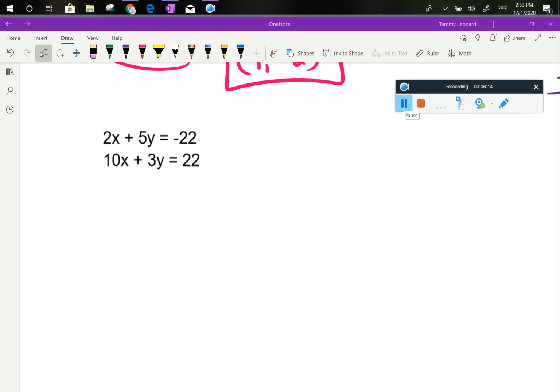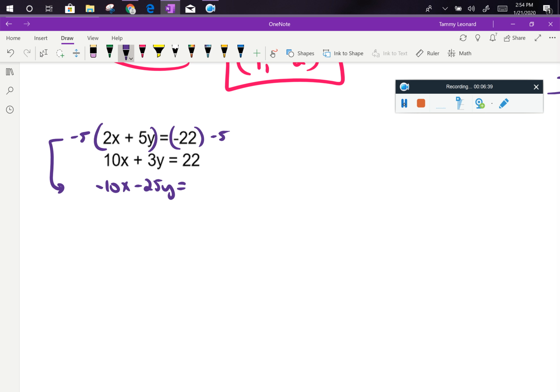For 2x and 10x, we could multiply the top equation by a negative 5 and get an opposite match. If I want to make the y's match, I'll have to multiply both the top equation and the bottom equation. So I don't think that's the easiest option. Let's focus on the x's. We'll multiply the top equation by a negative 5 and rewrite it below the bottom equation. Negative 10x minus 25y equals, let's see, a negative times a negative is a positive. 20 times 5 would be 100, and 2 times 5 would be 10, so that's 110.